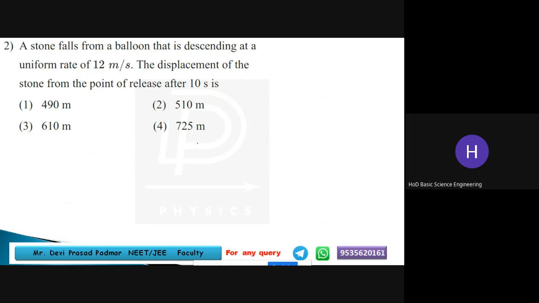Let's go through the second question. A stone falls from a balloon that is descending at a uniform rate of 12 meter per second. That means the balloon is moving down with a certain velocity, which you can consider as the initial velocity, 12 meter per second. From this balloon, a stone is dropped, and then it has to move downward.